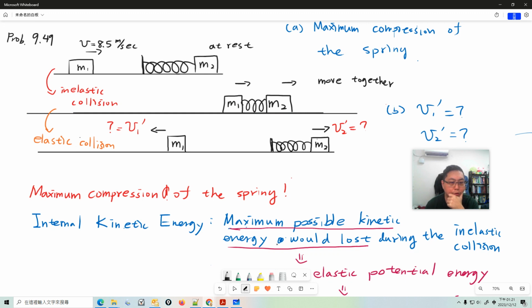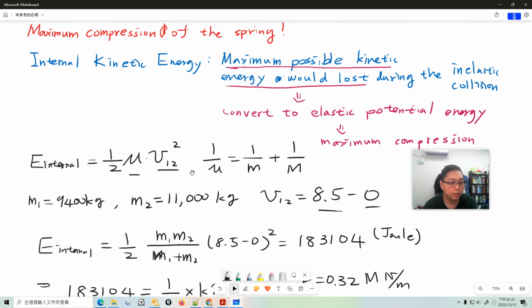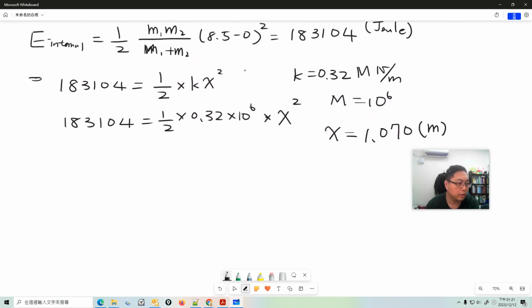First of all, we calculate the velocity at this state. Let's call it VF, because the whole system moves at the same velocity. Let's calculate VF first. In this collision the momentum is still conserved, also in an inelastic collision. So Pi equals PF.